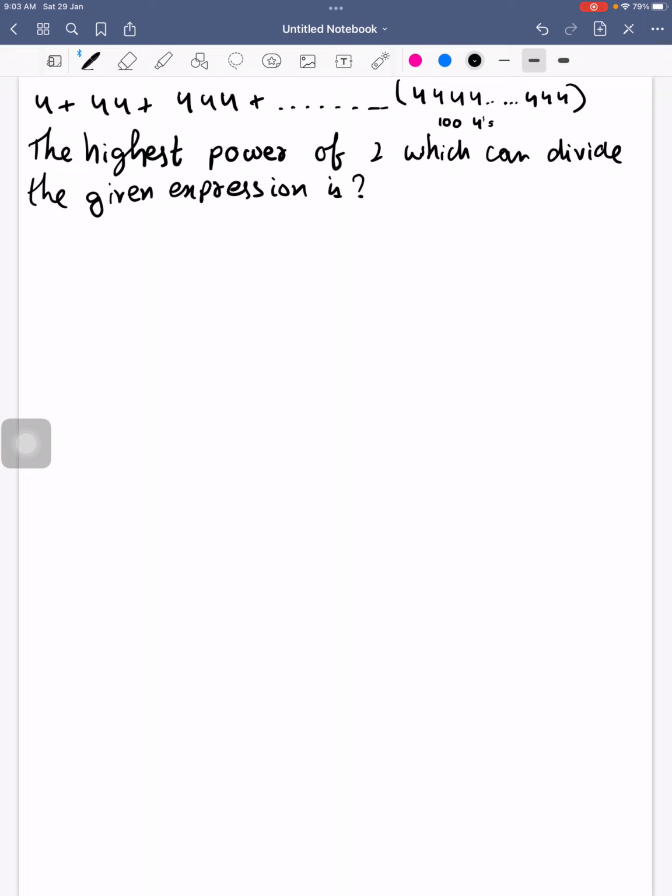Okay, there are two methods to do this. I'll first do the hard way and then the easier way. The hard way is by taking 4 common from the given expression. This will be 100 once.